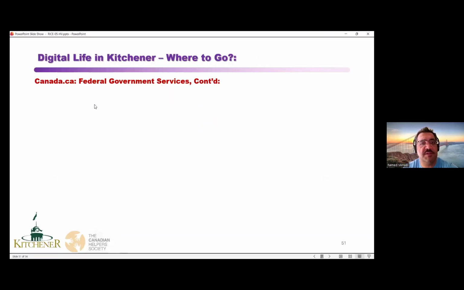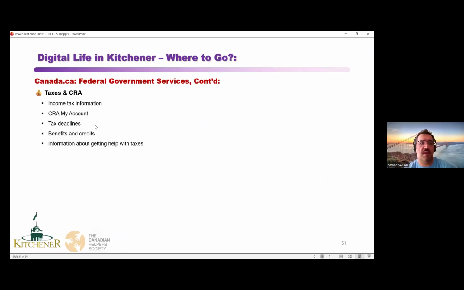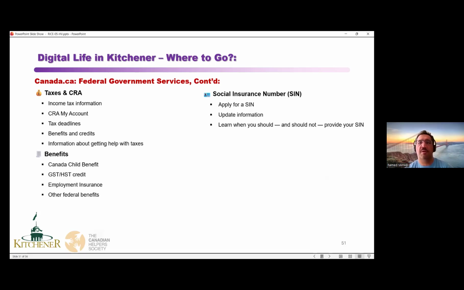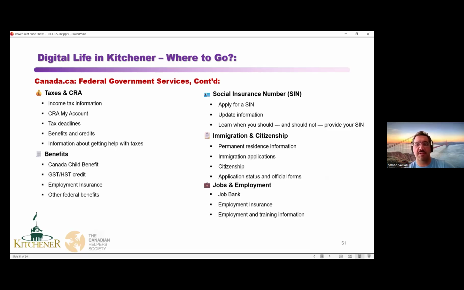So what services are available here? Taxes and CRA: income tax information, CRA My Account, tax deadlines, benefits and credits, information about getting help with taxes. For benefits, you can find Canada Child Benefits or GST/HST credits, what else? Employment Insurance, other federal benefits as well. You can find information about your Social Insurance Number, apply for SIN, update information there, learn when you should and should not provide your SIN, learn about immigration and citizenship and the services available there for you, for permanent resident information, immigration applications, citizenship application status and the official forms.